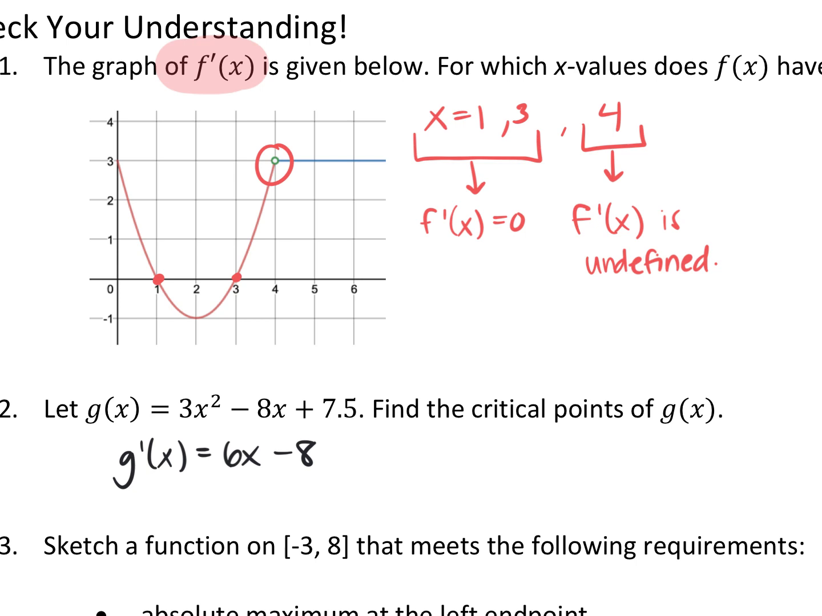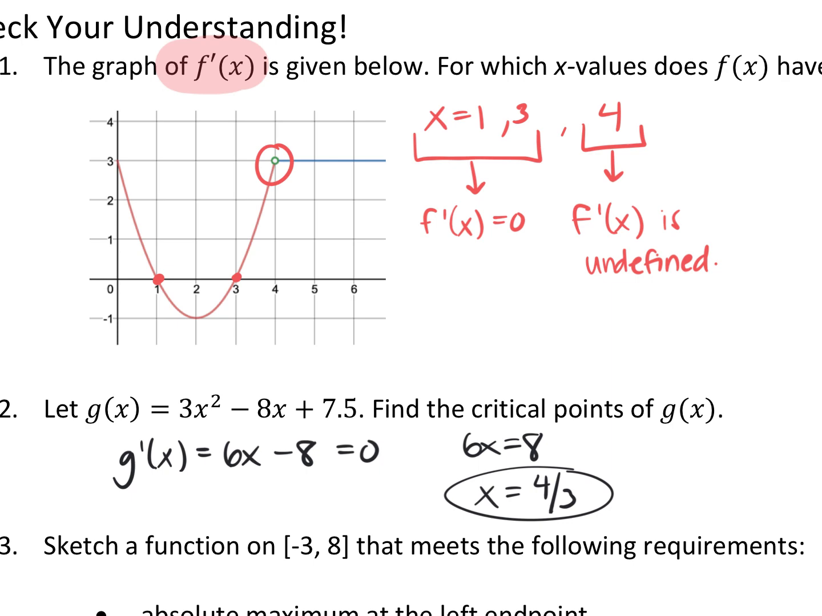And now I'm going to set this equal to 0. So quick little 2-step here. I can solve to get 6x equals 8 and x equals 4/3. So our critical points are 4/3 that we would have to check.